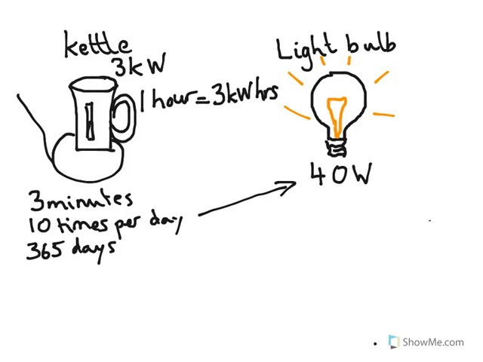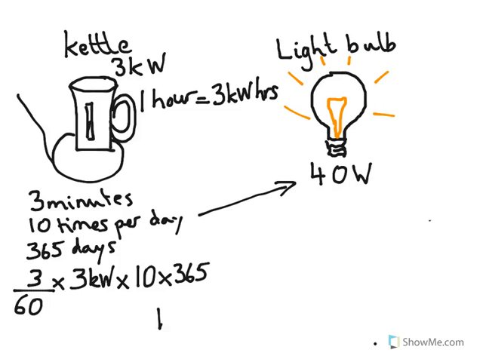We're only actually using the kettle for 3 minutes. So to work out how much energy we are using, we need to work out 3 parts out of 60, because we're only using 3 minutes, multiplied by 3 kilowatts. That will give us the amount of kilowatt hours we need every time we use our kettle. So this will be just every one time we use our kettle, but we're not using it just one time, we're actually using it 10 times a day and 365 days a year.